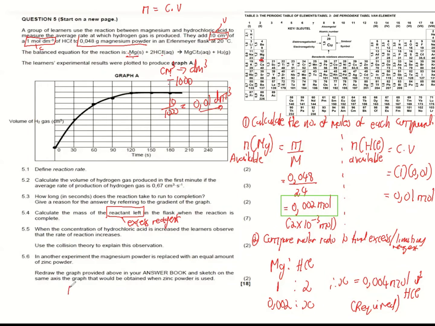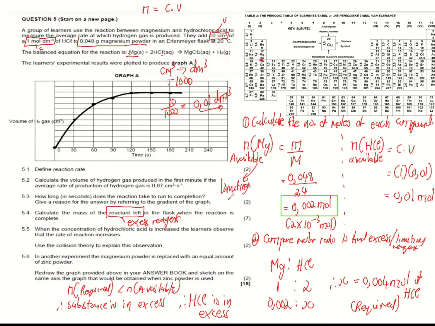It's cooking. Remember, if the number of moles required is smaller than the number of moles available, we say that particular substance is in excess. That means, in other words, we can conclude here that our hydrochloric acid is in excess, which obviously means that magnesium here is the limiting reagent. But are we done by just concluding that? No, right? Remember, the question is saying we must calculate the mass of the reactant left.